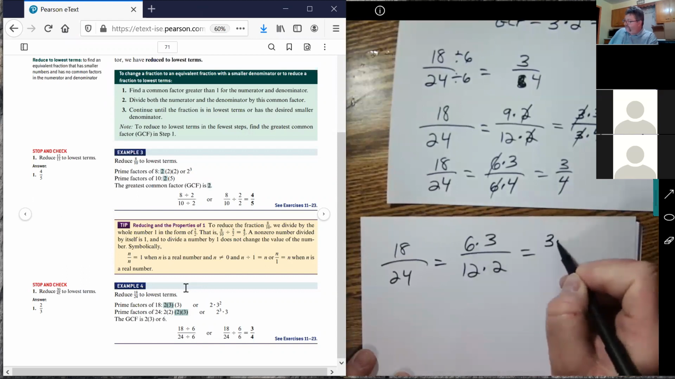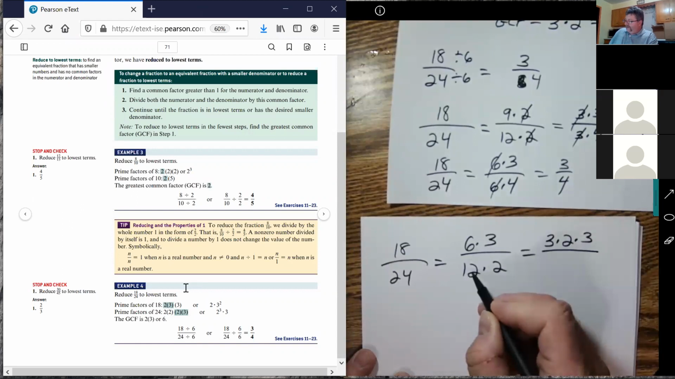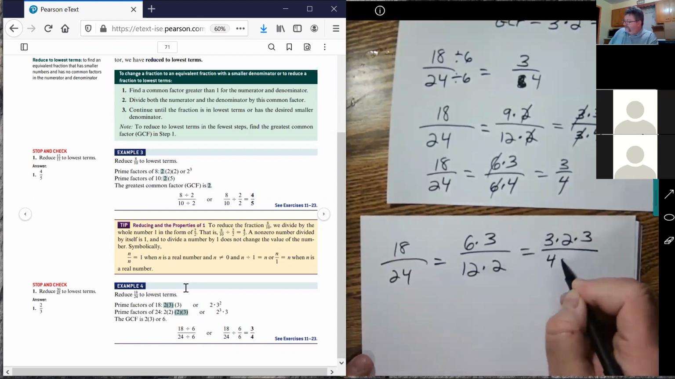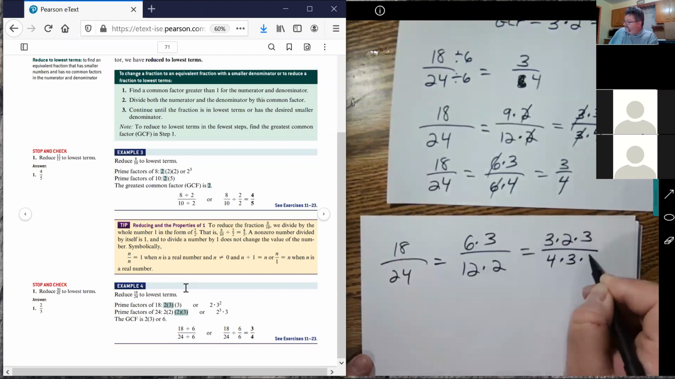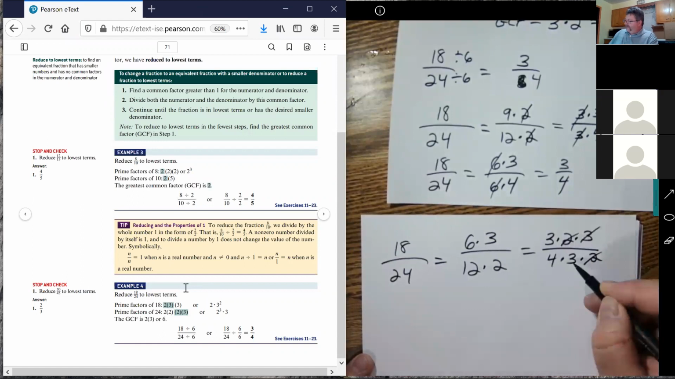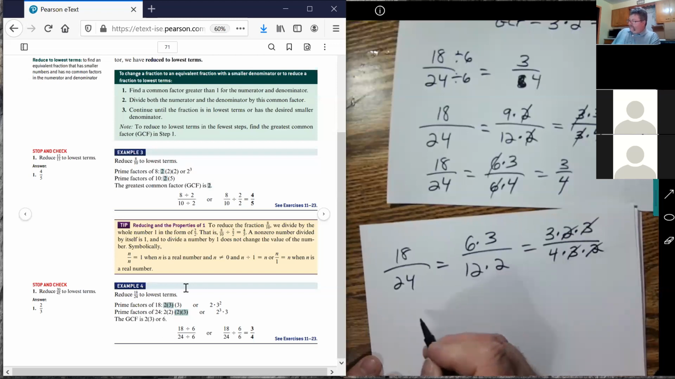3 times 2 is 6, so I have 3 times 2 times 3 on the top. And now down here, what can I do? 4 times 3 times 2. The 2s are going to cancel. The 3s are going to cancel. I'm left with 3/4.